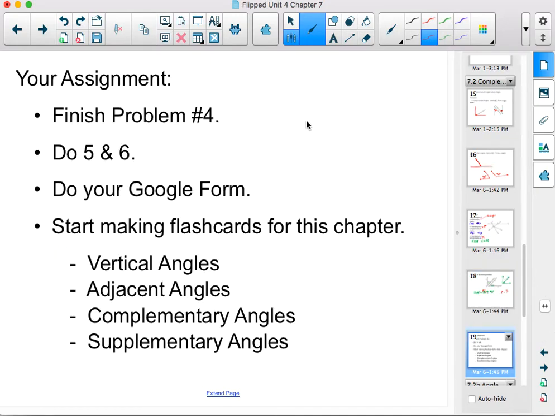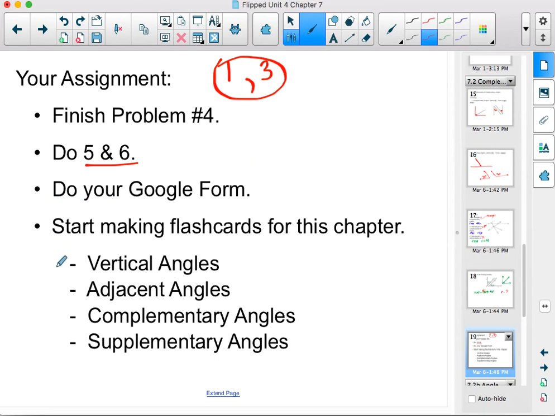Okay, tonight's assignment. I did ask for another example in number 1 and number 3, so make sure you do those extra examples there for me. You're going to finish up problem number 4. We just got that one started. You're going to do number 5 and number 6 on your own. One of them is going to be dealing with adding up and equaling 180. The other one, you're going to have to use a little bit of supplementary and a little bit of complementary angles for that. Don't forget to do your Google form.